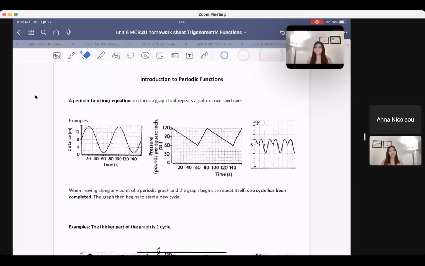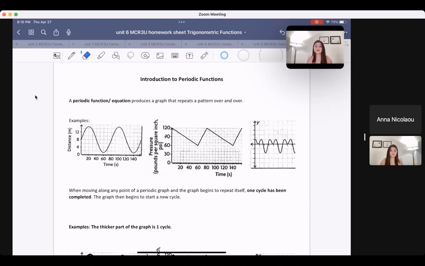Hello, everyone. Welcome back. Today we are going to learn about a new topic called periodic functions. So today is just going to be an introduction to periodic functions. We'll go into more detail on future days. So let's start with what is a periodic function.